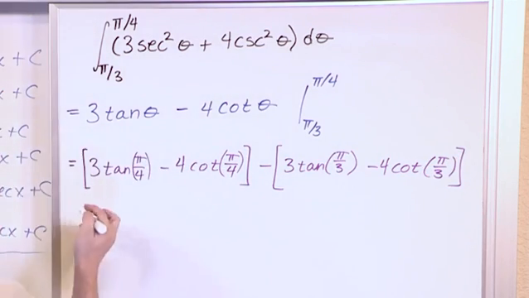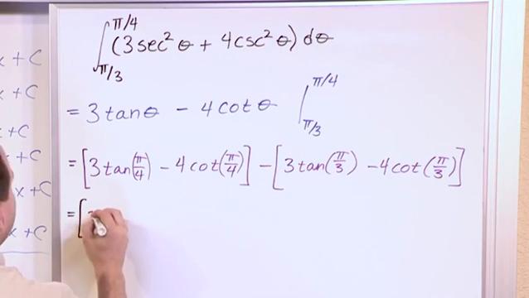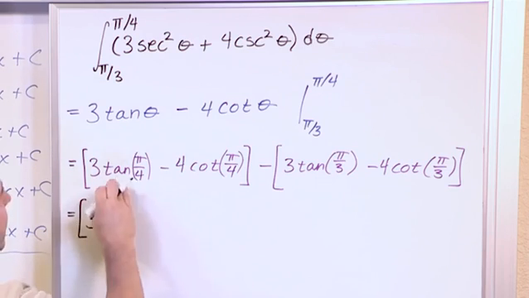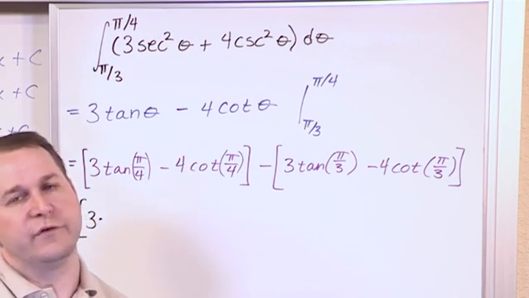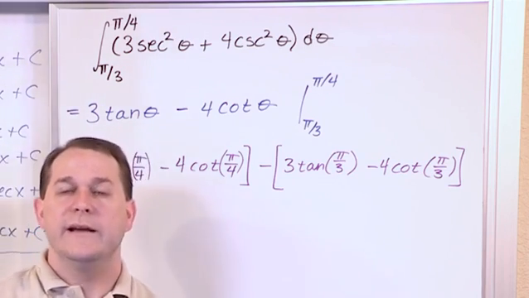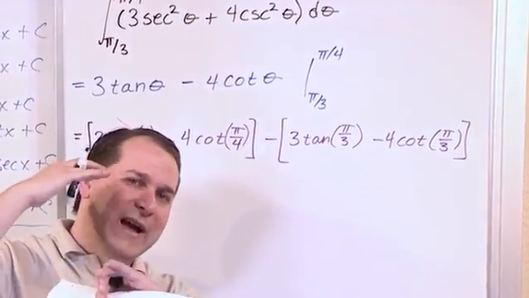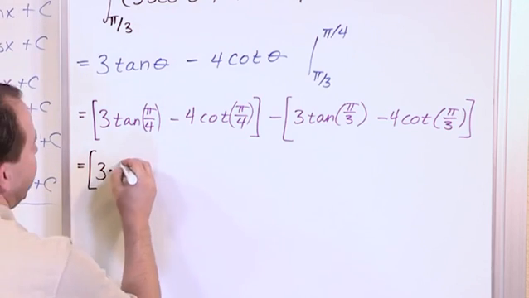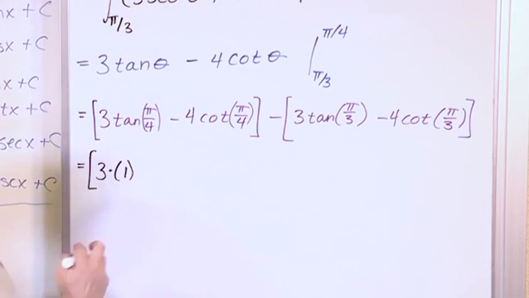So what do we have here? 3 times, what is the tangent of pi over 4? If you think about it, the tangent of pi over 4 is 1 because tangent is sine over cosine, right? So sine of pi over 4 is square root of 2 over 2. Cosine of pi over 4 is also square root of 2 over 2. So sine over cosine is going to give you 1 because the top and bottom are the same. It's just an easy way to remember it. So I'm going to put a 1 there.